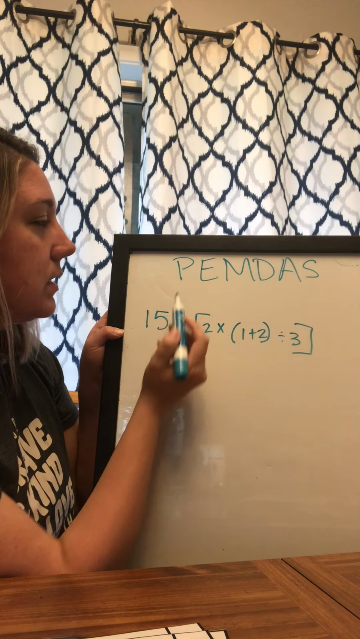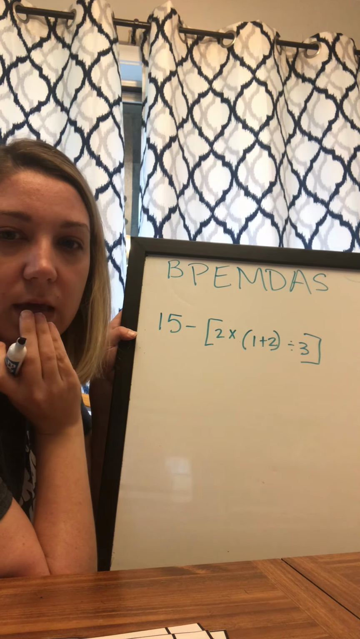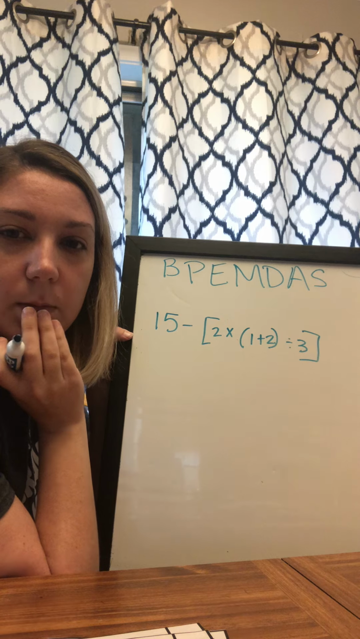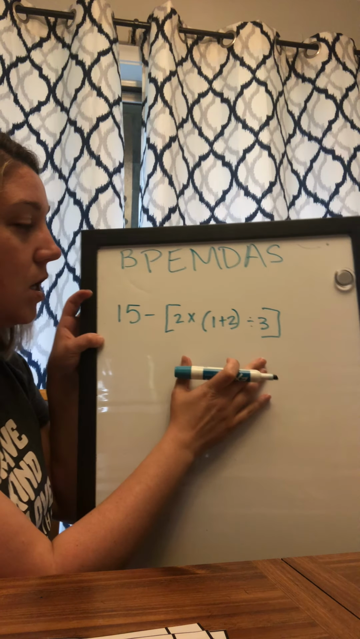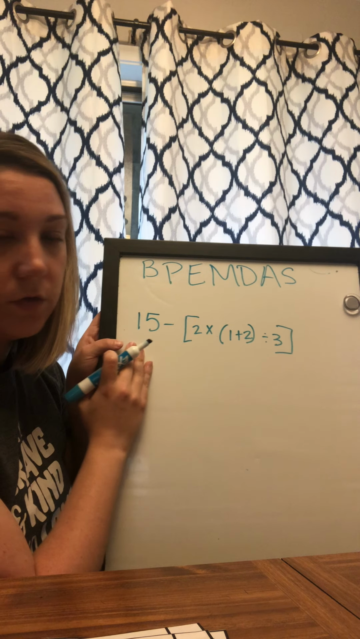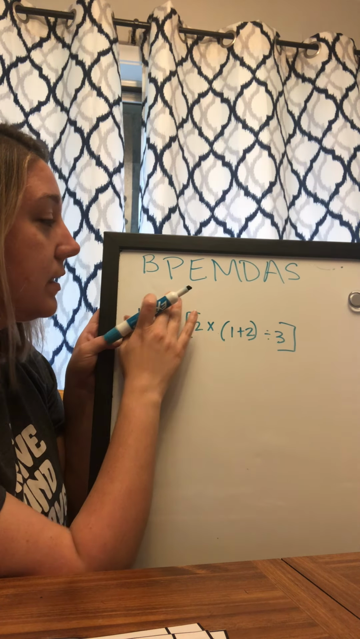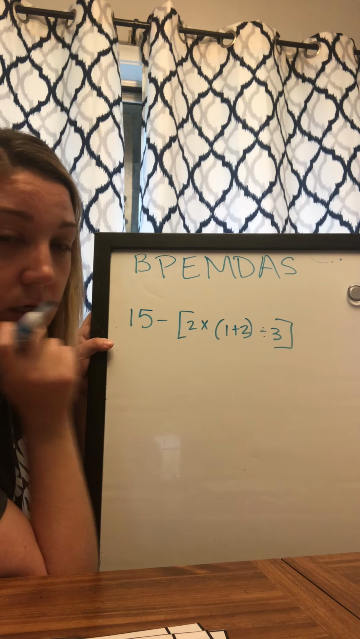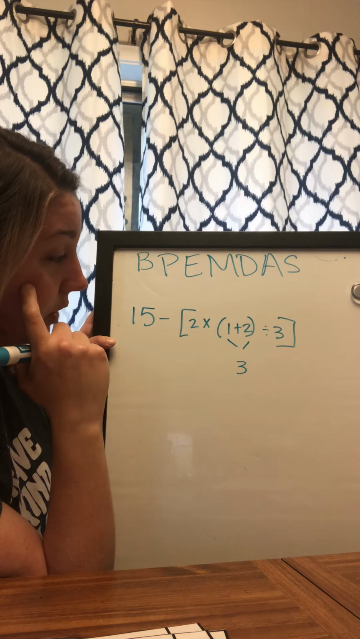So parentheses, remember what I told you about parentheses? In front of that parentheses, let's put a B. Remember, brackets always come before anything. We need to finish everything that's inside of our brackets first. So we're going to kind of leave 15 alone for just a minute. We're going to look at our brackets. And in our brackets, we're going to see, do we have parentheses? Yes, we have parentheses. 1 plus 2. 1 plus 2 is 3.